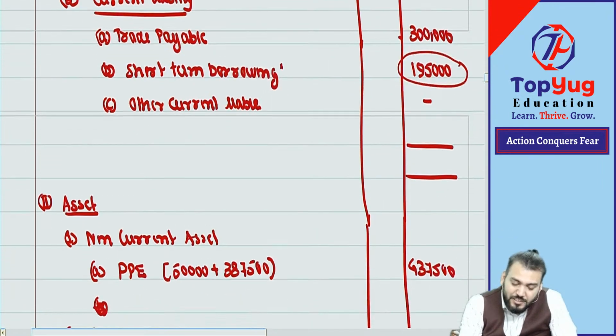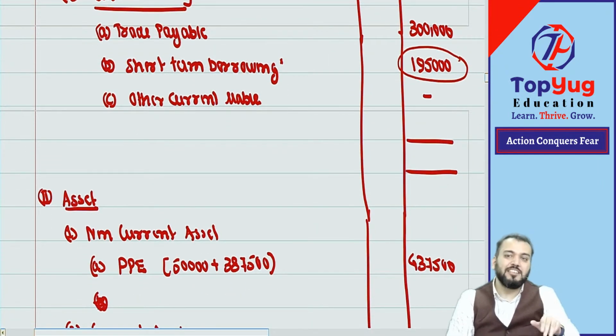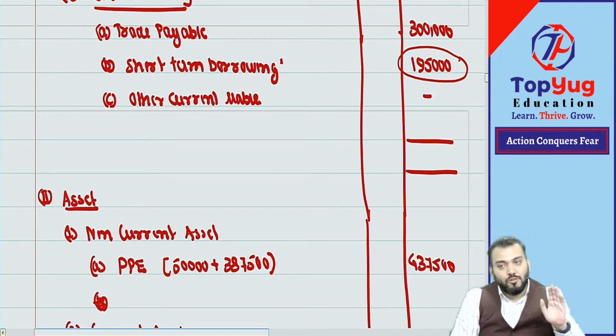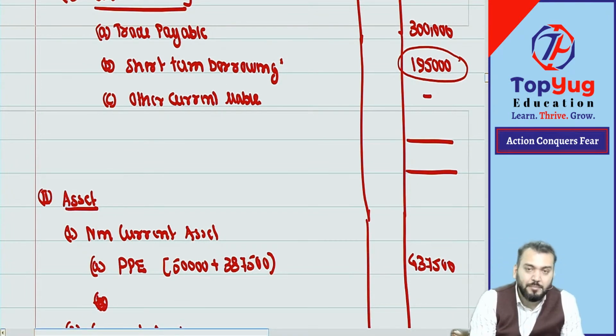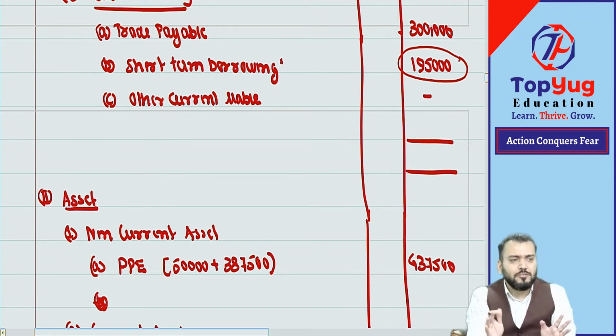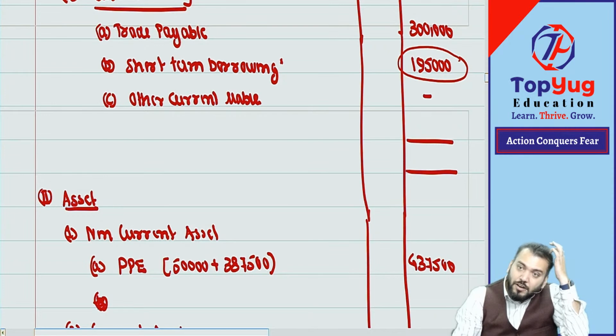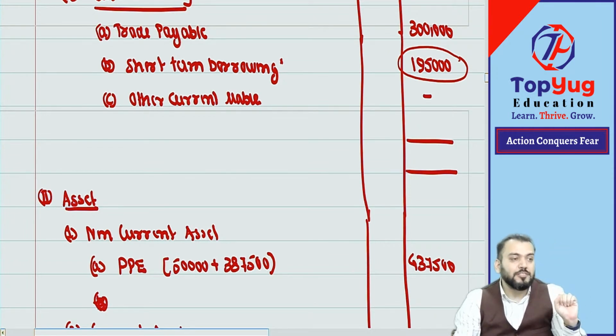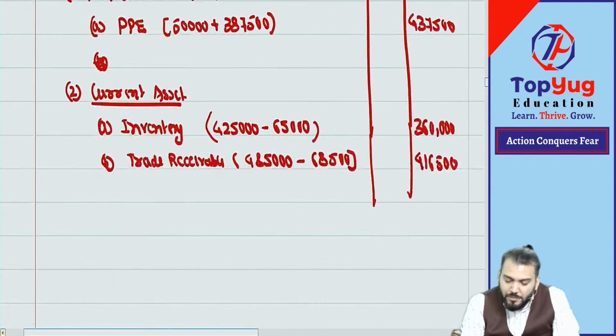It means this was actually wrong. I was knowing this point, but intentionally I have not said. Normally, sometimes both are given: bank overdraft and also cash and bank balance. If both are given, then okay, you use cash and bank balance for payment. But if cash and bank balance is not given and only bank overdraft is given, it means that bank overdraft is nothing but a credit balance of the bank account.